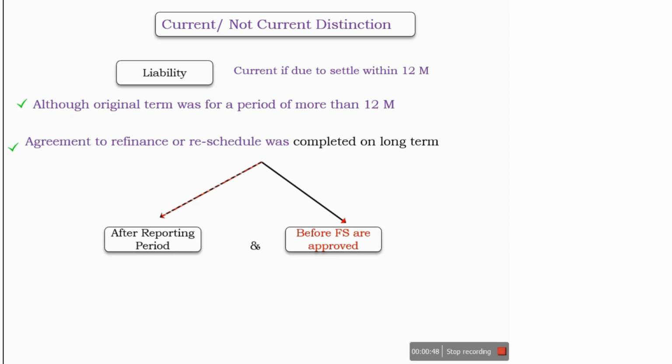So it specifically says if at the end of the reporting period, the loan liability was due within a period of 12 months, and after the reporting period there has been an agreement to reschedule or refinance it, that results in a liability period of more than 12 months, even in that case it will be classified as a current liability, because the refinancing agreement after the reporting period is considered a non-adjusting event as per IND AS 10, events after the reporting period.